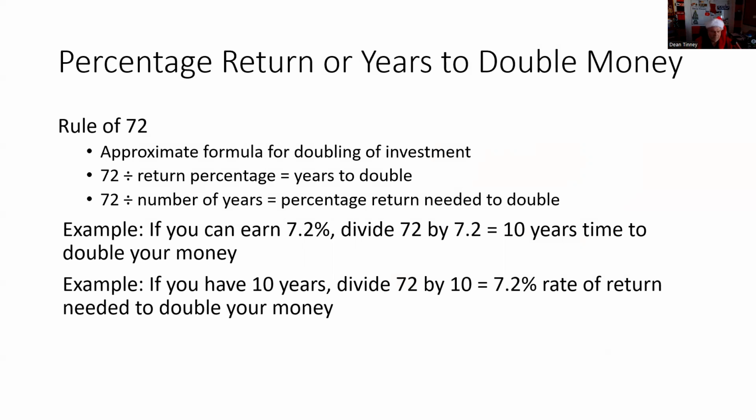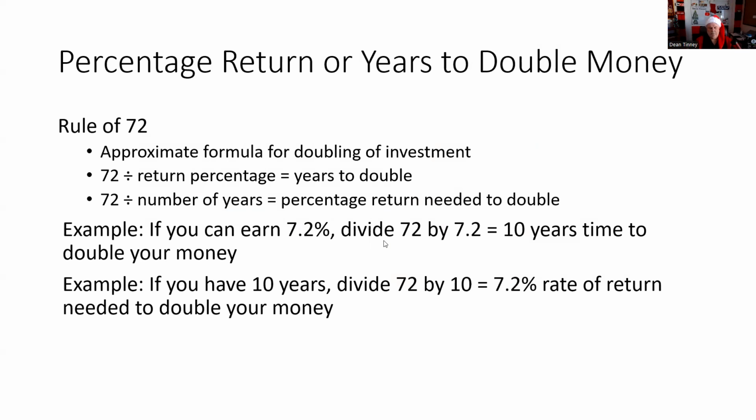So here's an example. If we assume we're going to earn 7.2%, we take 72, we divide by 7.2, and we know it would take 10 years to double money, assuming we can get 7.2%. Or if we want to know what it takes to double money in 10 years, we take 72, we divide by 10, and it tells us we need a 7.2% return to double our money.